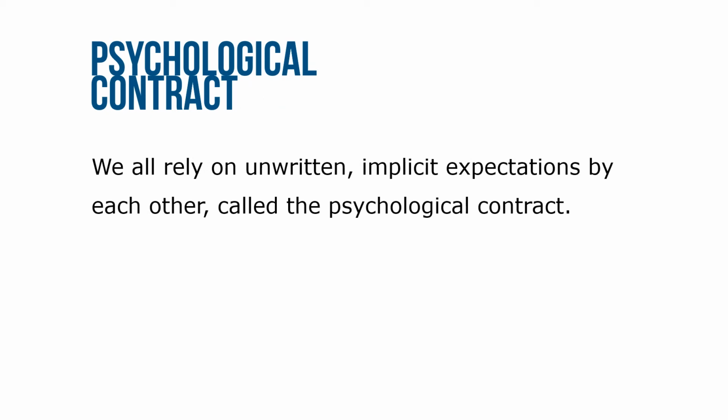We all rely on unwritten, implicit expectations of each other called the psychological contract. Often, we're not aware of our expectations until they've not been met. Communication problems or conflicts arise for three primary reasons. First, we fail to make our expectations known to other parties. Second, we fail to find out the expectations of other parties. And third, we assume that other parties have the same expectations that we have.